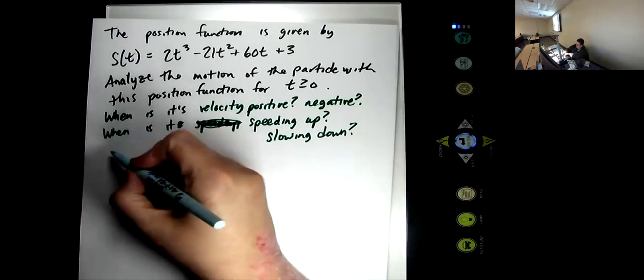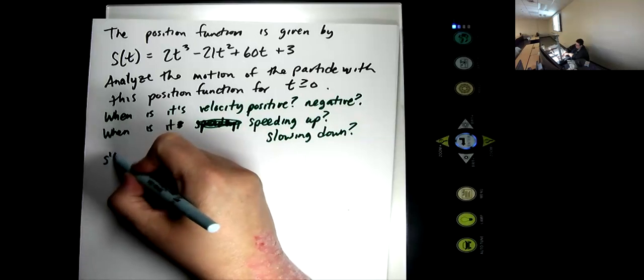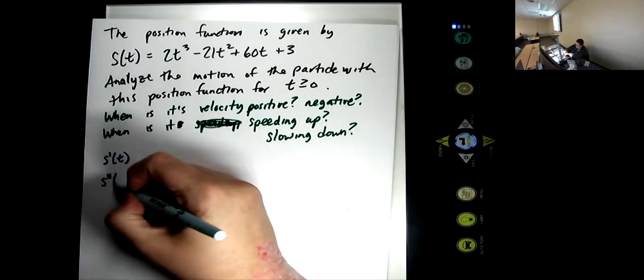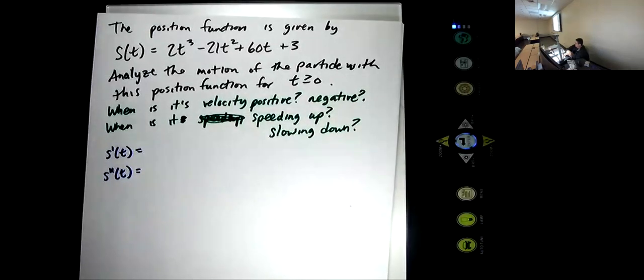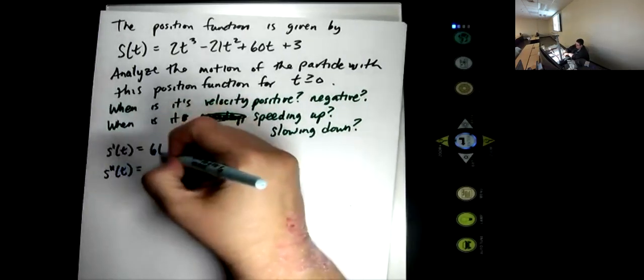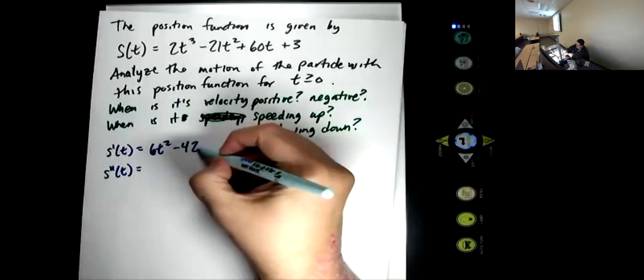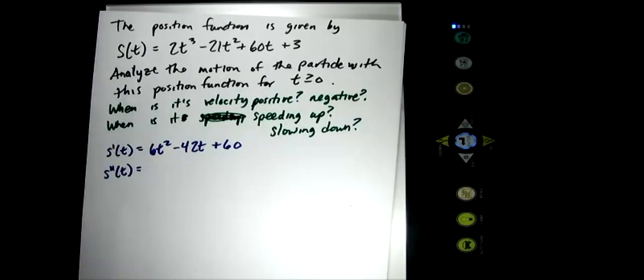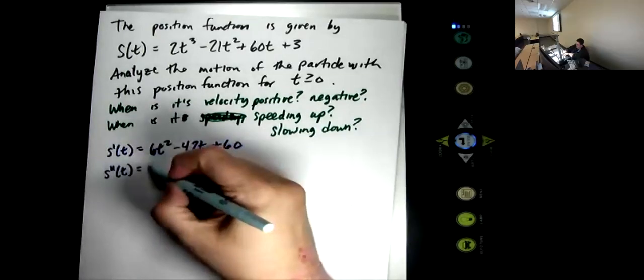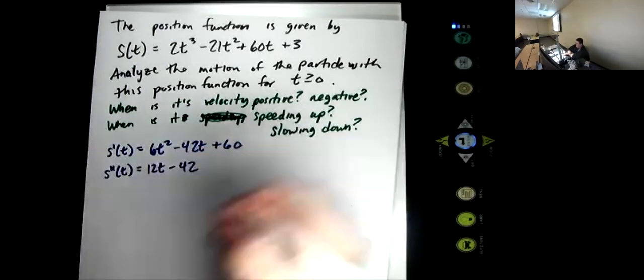To make sure everyone's at the same steps, what is S prime of t and S double prime of t? Anybody? 6t squared minus 42t plus 60. And that's good. Second derivative: 12t minus 42. Excellent.